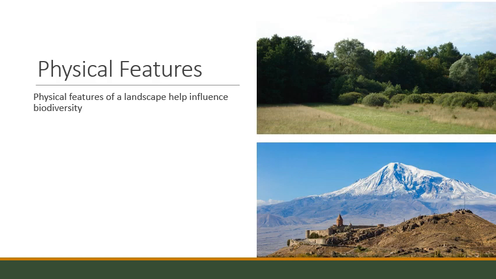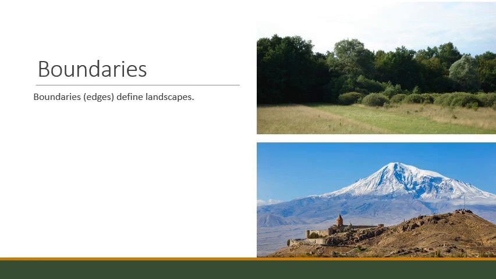And we're always creating new what are called boundaries. Physical features of a landscape influence that biodiversity. Physical features create boundaries. Here you can see the edge of a field leading right up to a forest. That's a boundary. A mountain range is a boundary. An ocean is a boundary. And as humans, we keep changing the boundaries. Boundaries define landscapes, and boundaries are where you're going to have a lot of diversity.